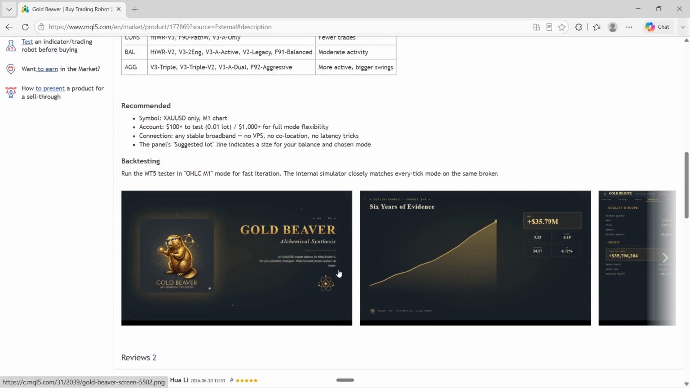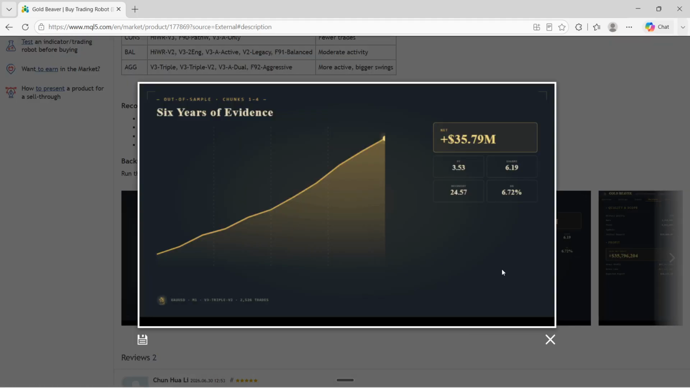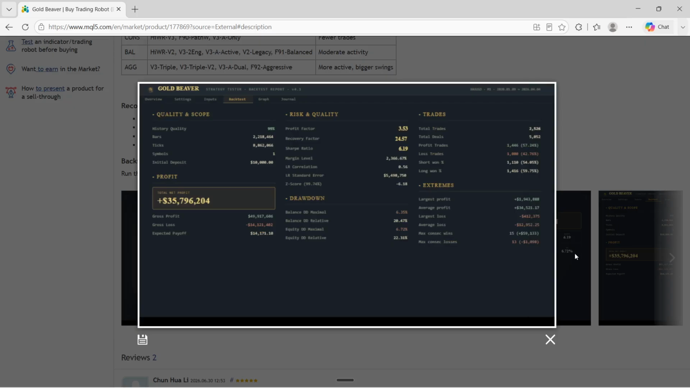All right, so let's take a look at some of the screenshots here on the website. You can see the developer provided a screenshot stating 6 years of evidence. You can see the implied growth, you can see an equity curve, and they claim a net profit of over $35 million. All right. So the profit factor here is 3.53, recovery factor of 24.57, and the drawdown was 6.72. Okay, so we see how it looks.